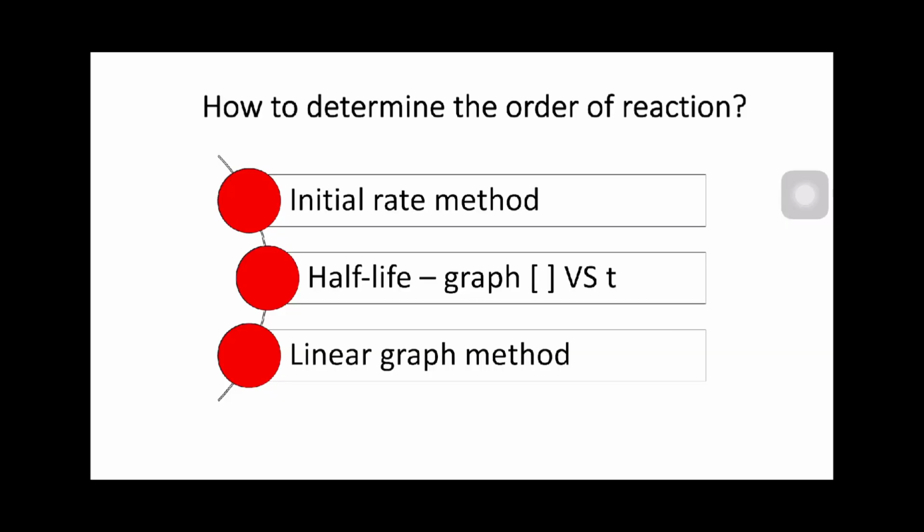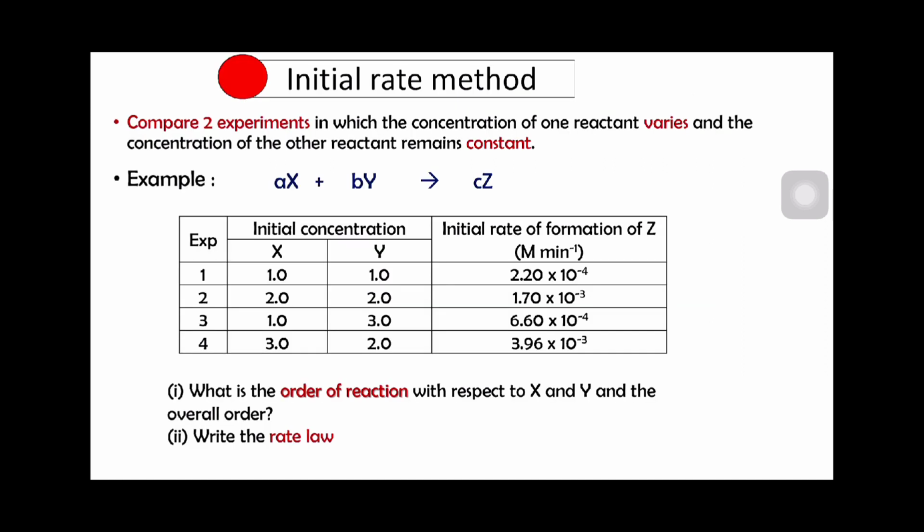Besides determining the order of reaction from the unit of the rate constant, we can also determine the order of reaction from the initial rate method, the half-life graph, which is a graph of concentration versus time, and also the linear graph method. Initial rate method: in this method, we have to compare two experiments in which the concentration of one reactant varies and the concentration of the other reactant remains constant.